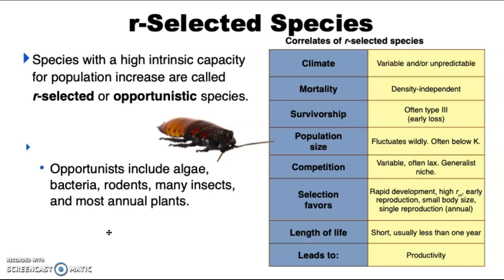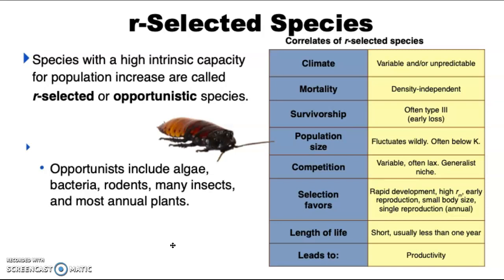They have usually exponential growth, but they're not going to reach K. So their population size is going to go up and down, but they don't really reach carrying capacity. So they have really quick development. They have a high birth rate. They reproduce early, and they usually reproduce once a year.